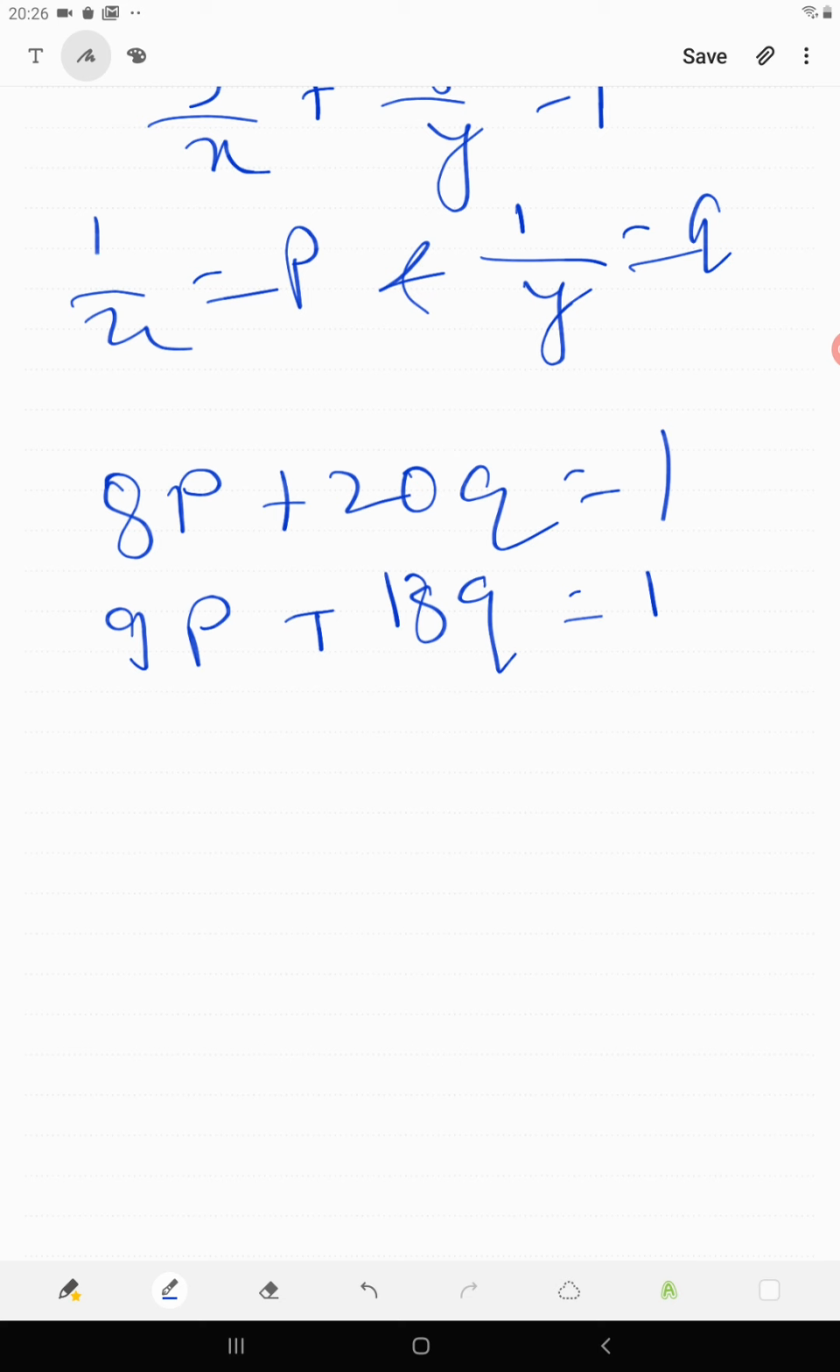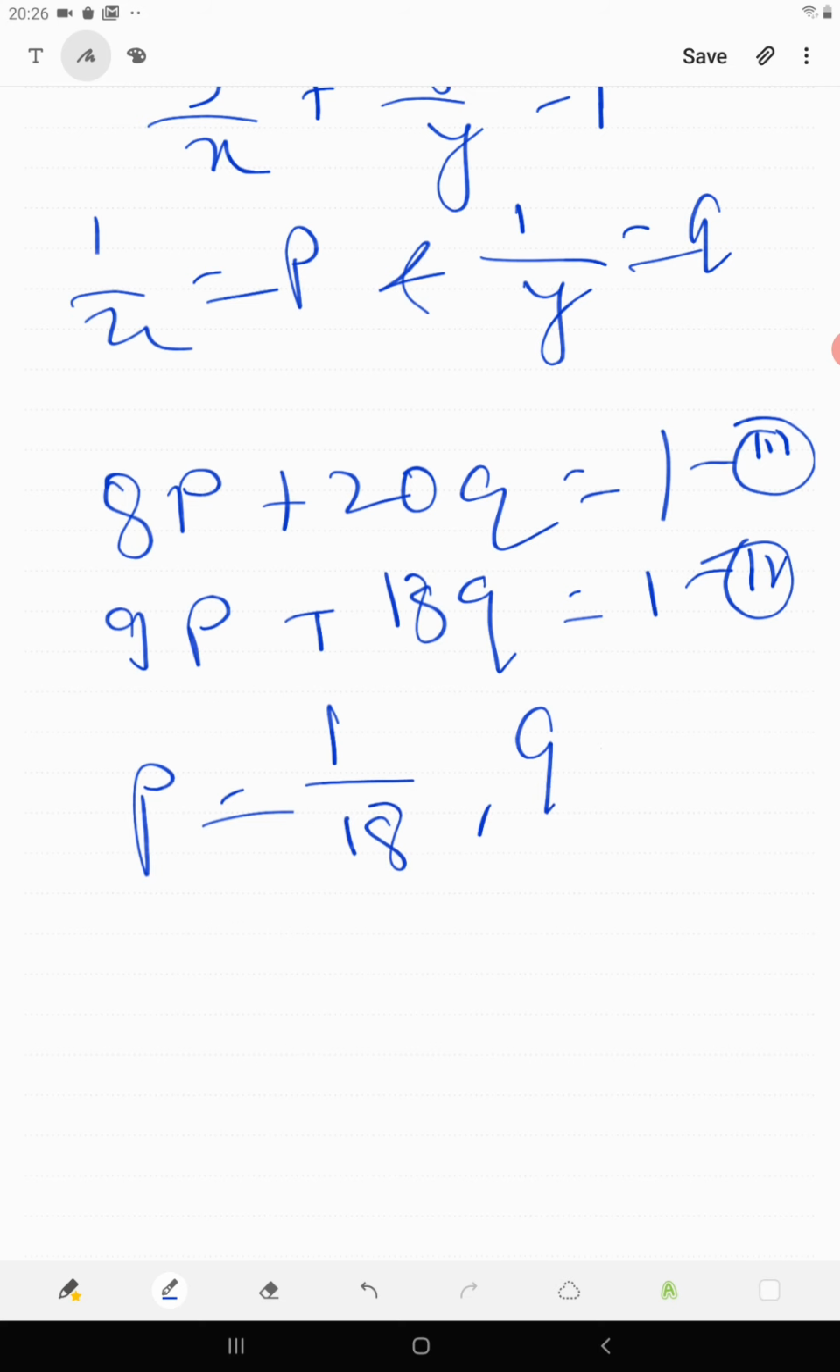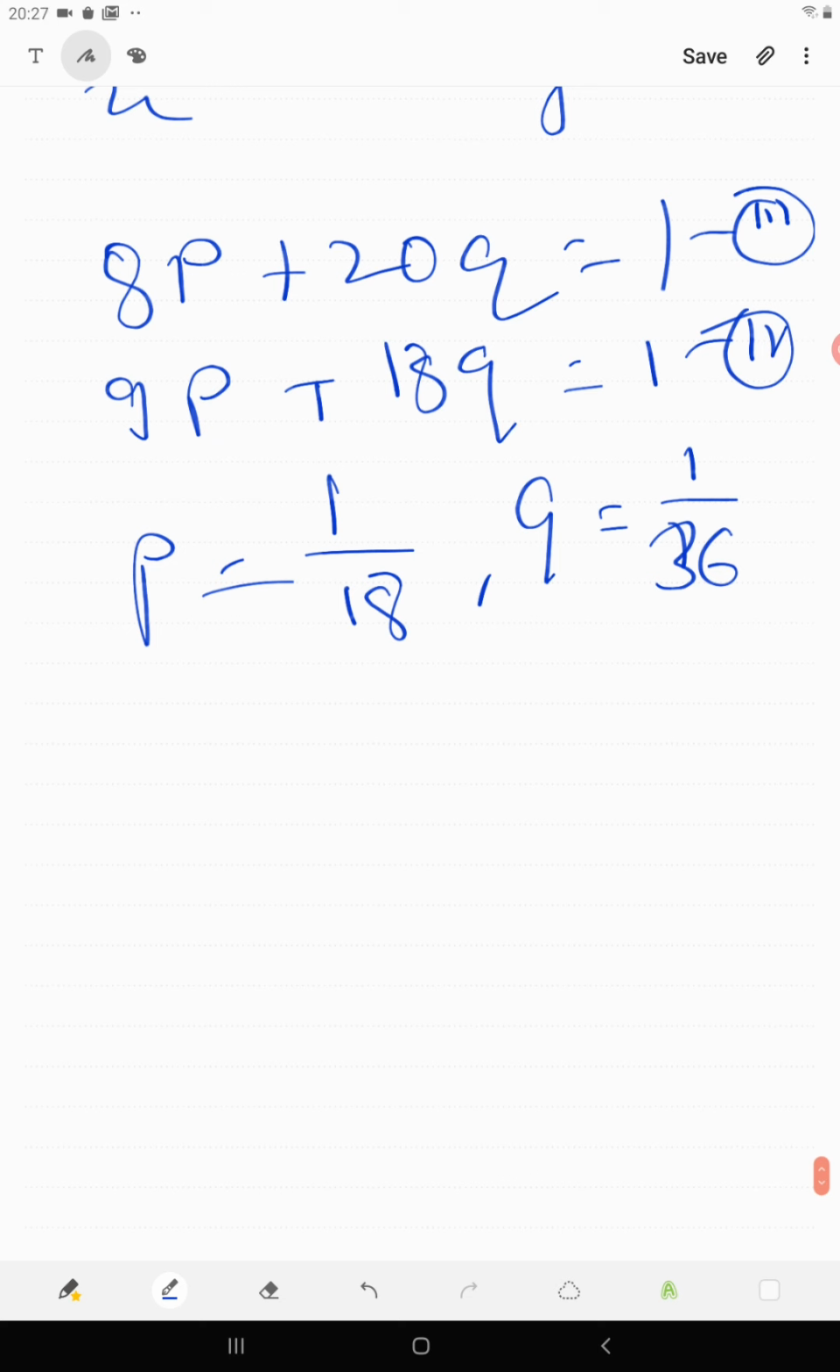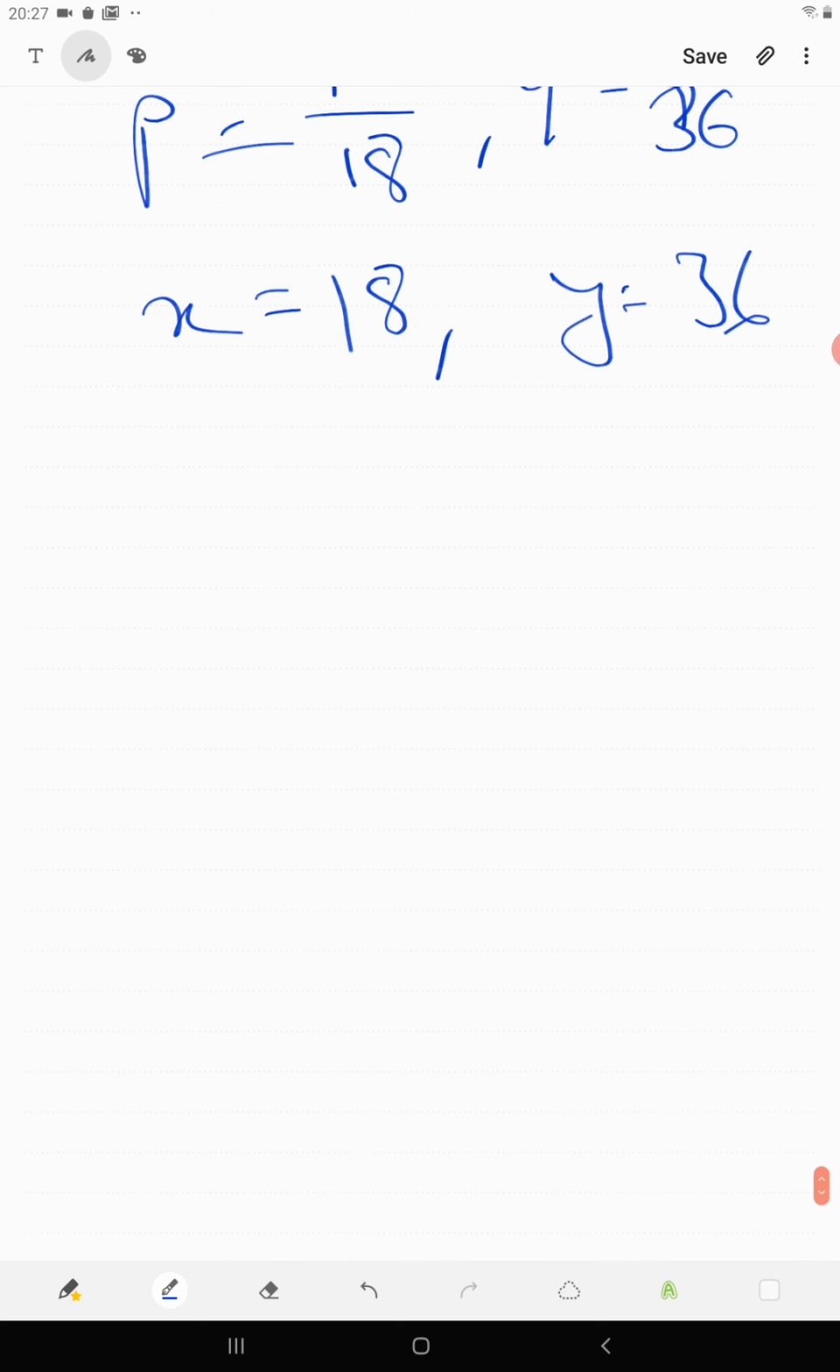So by solving these two equations, 3 and 4, we get p equals 1 by 18 and q equals 1 by 36, correct? Of course, p is 1 by x, so x is 18 and y is 36. Hence, the number of days taken by a woman and a man to finish the work is 18 and 36. So this is our answer.